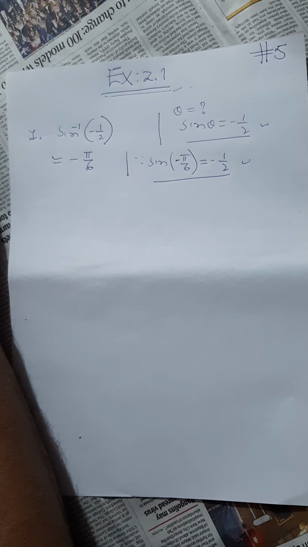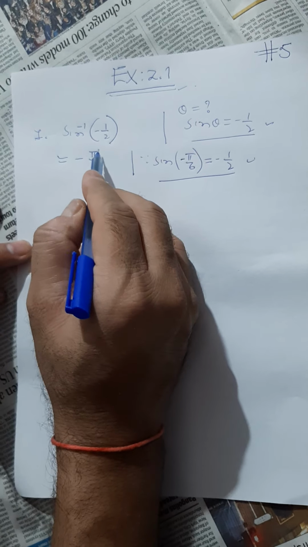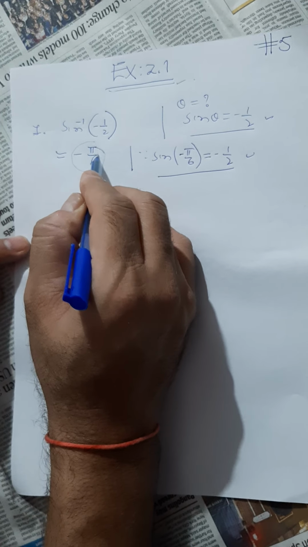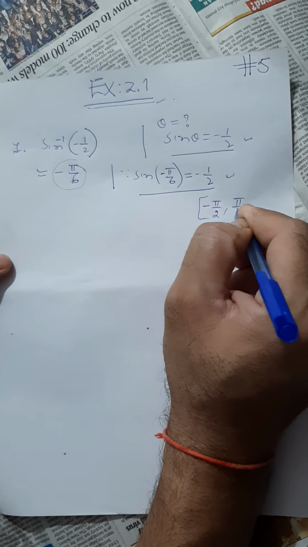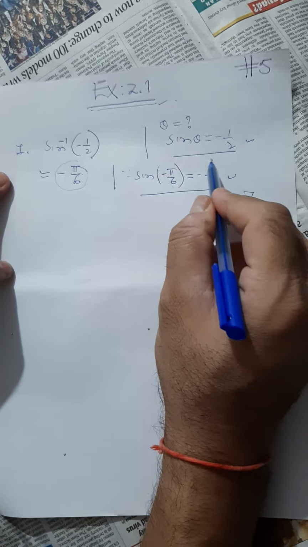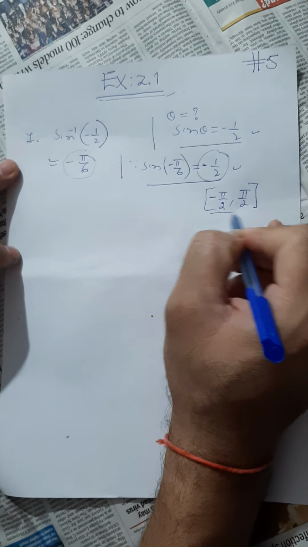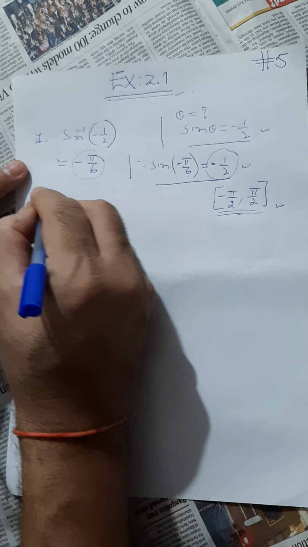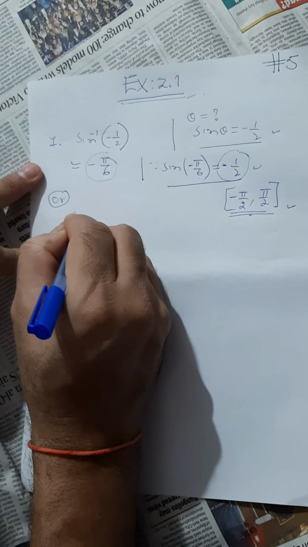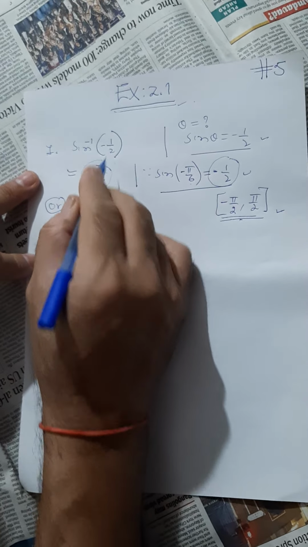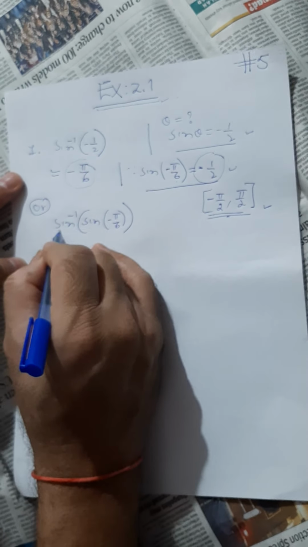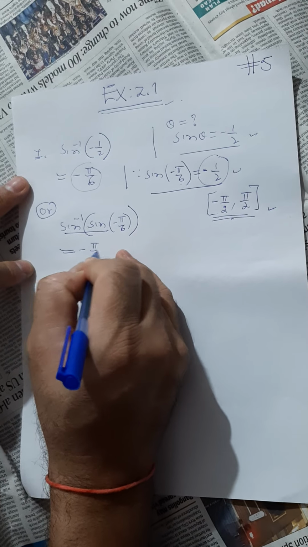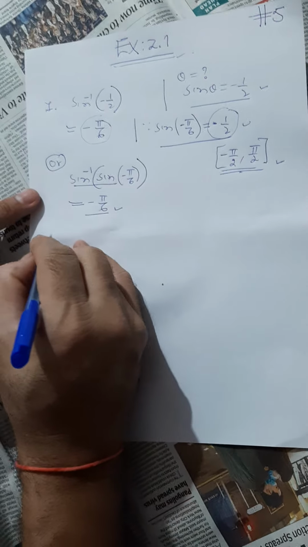Now the question is, why minus pi by 6? Remember, whenever you find this, it should come from the appropriate domain. Which domain? Minus pi by 2 to pi by 2. You may have some other theta for which sine theta is minus 1 by 2, but the appropriate value should come from this domain only. Or you can do it alternatively like this: sine inverse of, instead of minus 1 by 2, you can write sine of minus pi by 6. So the two will get cancelled as I explained, and you'll get minus pi by 6.